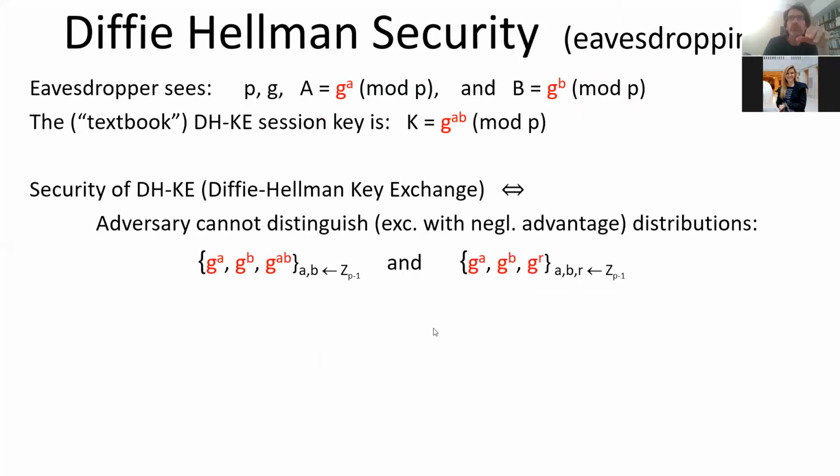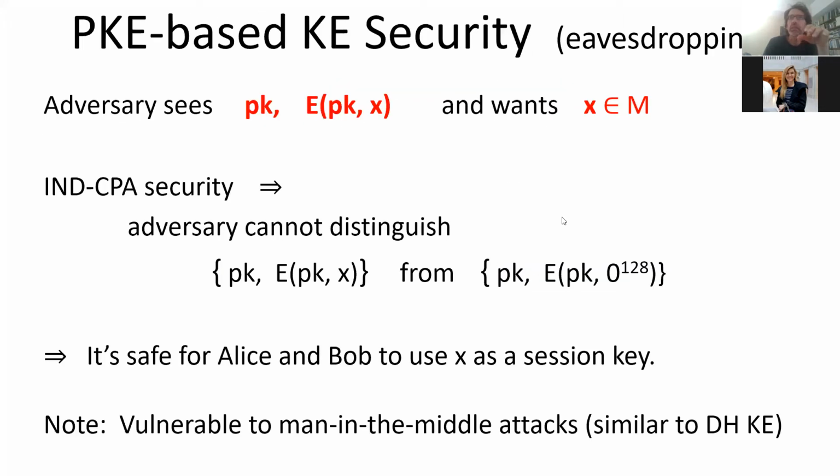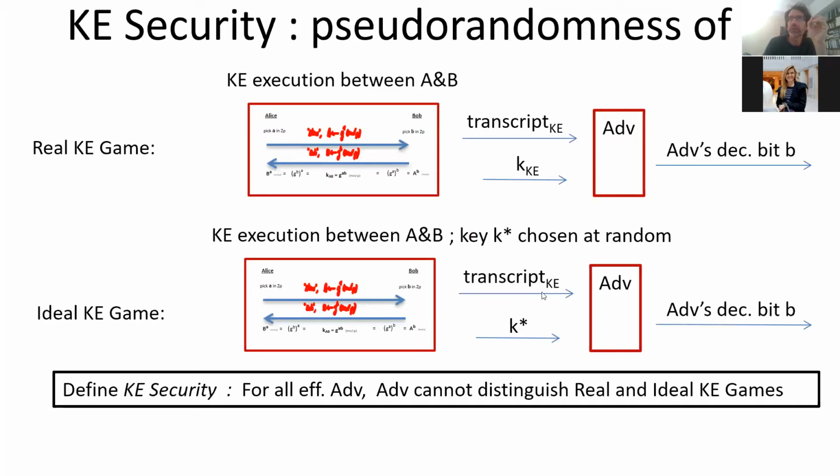So it's vulnerable to attacks in the middle. But if you have this notion, then this will satisfy the notion I have here, right? Because what will be here? It will be a public key and a ciphertext. Okay, so how do I argue that the public key and a ciphertext and a real key is indistinguishable from a public key and ciphertext and some random value?